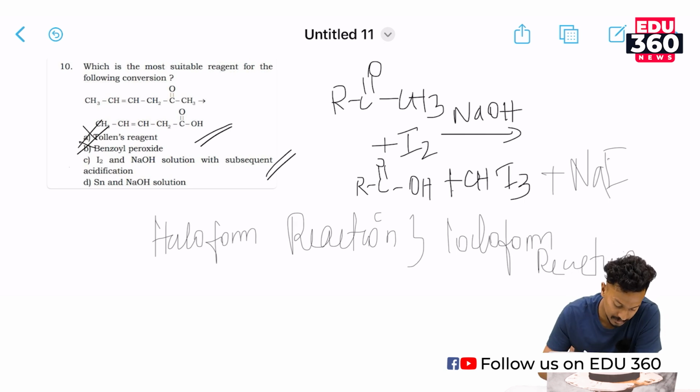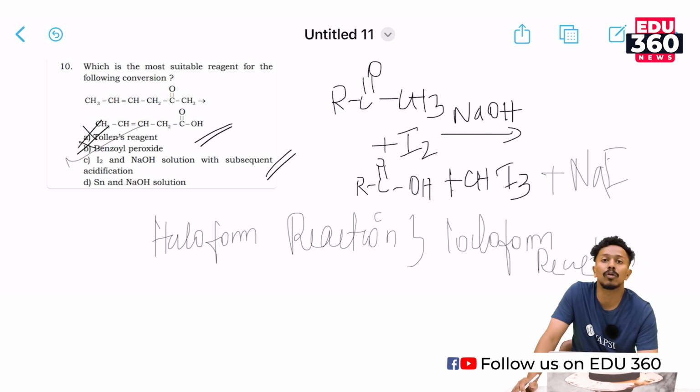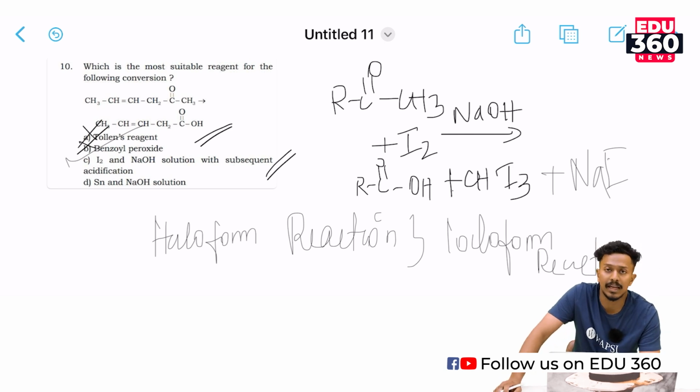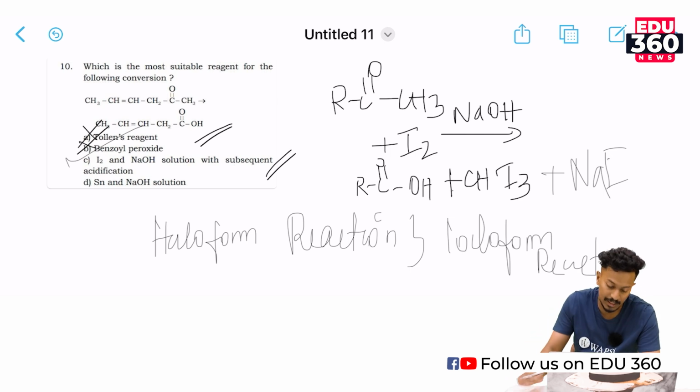So the correct option would be option C. Am I right? Yes, it's C. And we do not use tin and sodium hydroxide in any conversion of ketone to carboxylic acid. So for this question, the option would be C, iodine and an NaOH solution. We will move on to the next question.